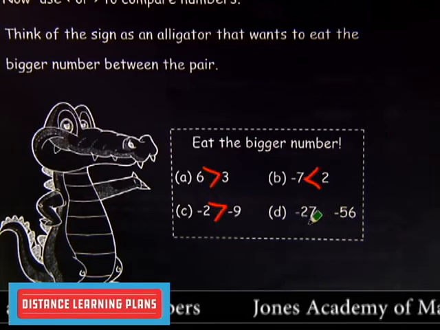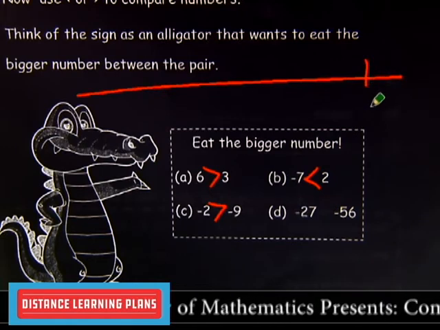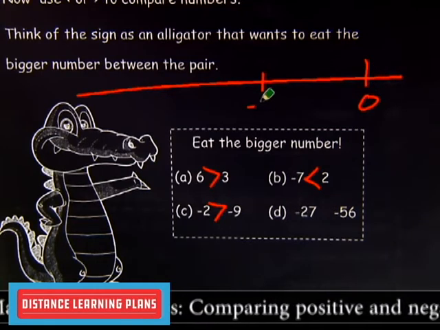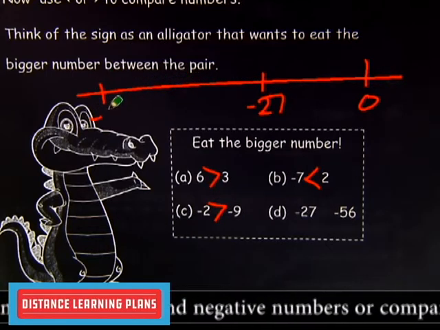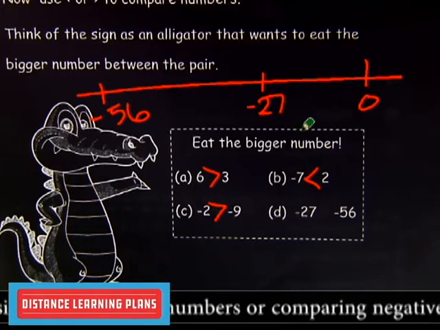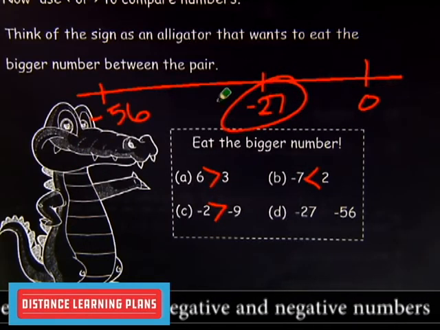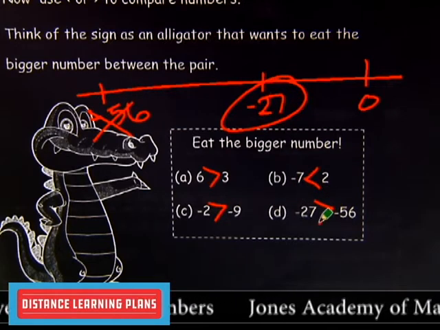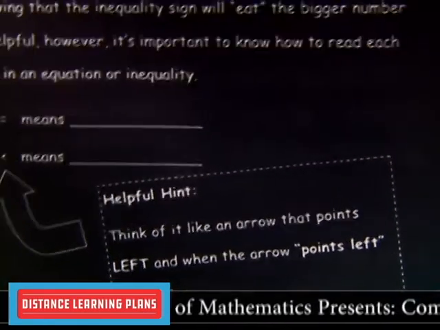Same with this. Negative 27 and negative 56. Now if I had a number line, I'm not drawing any 56 tick marks. I'm just going to say 1, 2, skip a few, negative 27, negative 28, negative 29, I don't care. Somewhere over here is negative 56. So if you look at it, which one is closer to 0? This one. Which one is more to the right? This one. So if you're going to eat one of the two, you better eat that one. That one is bigger. The inequality sign will eat the bigger number.